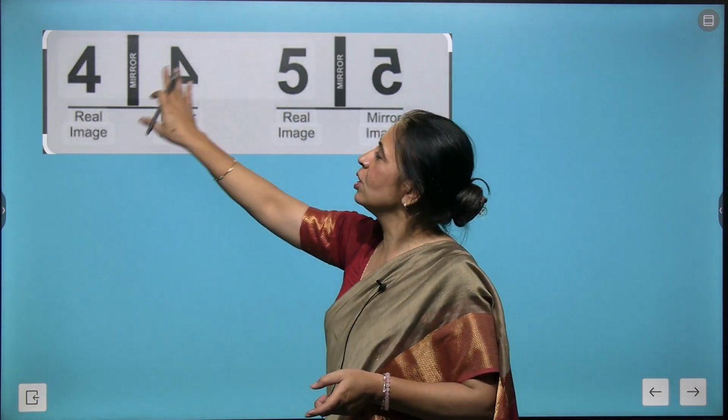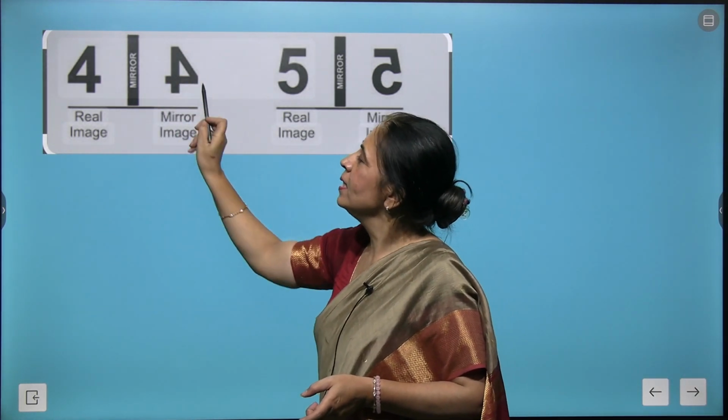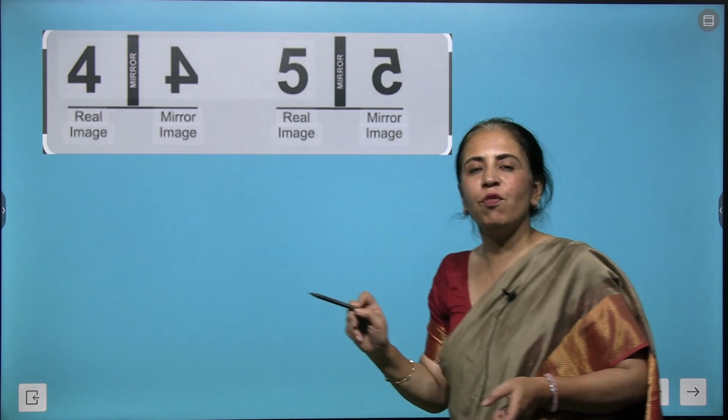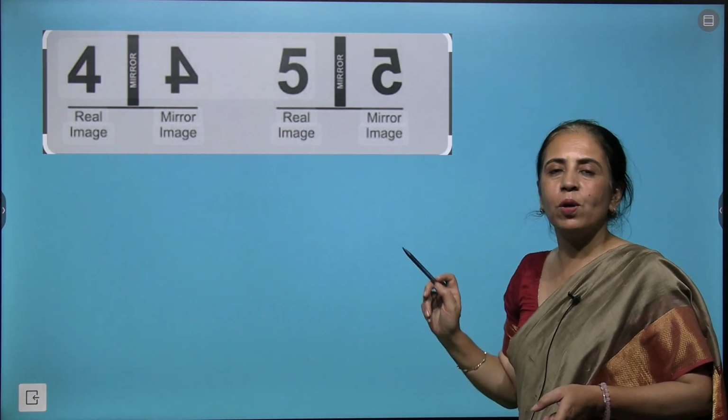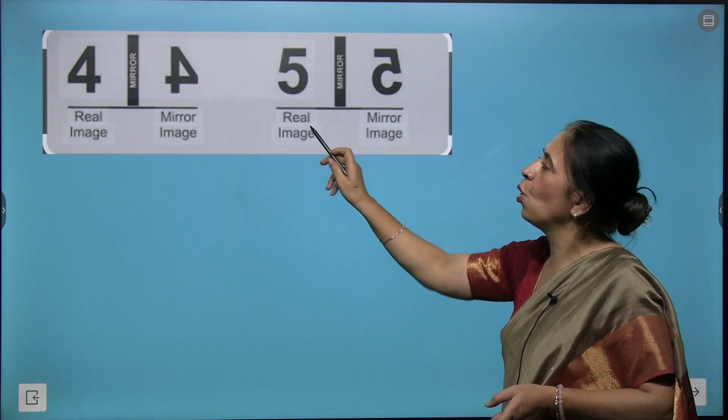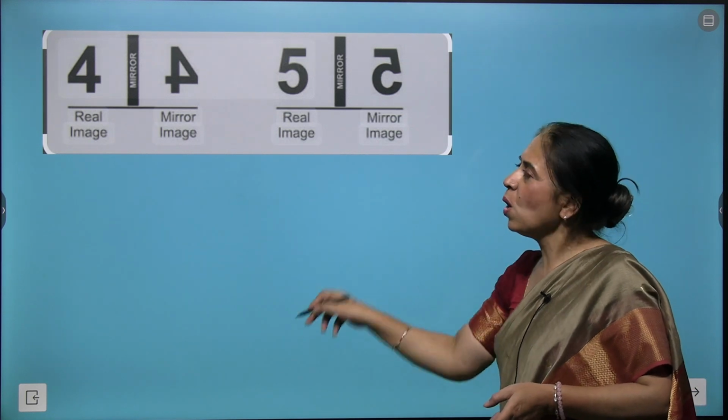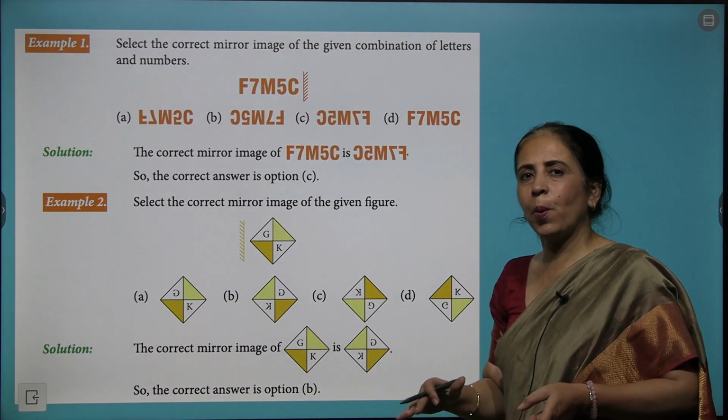Here I have brought the mirror image of two numbers. See how 4 gets reflected, and this is how we could see the mirror image of number 5. So are you ready to start with more questions?